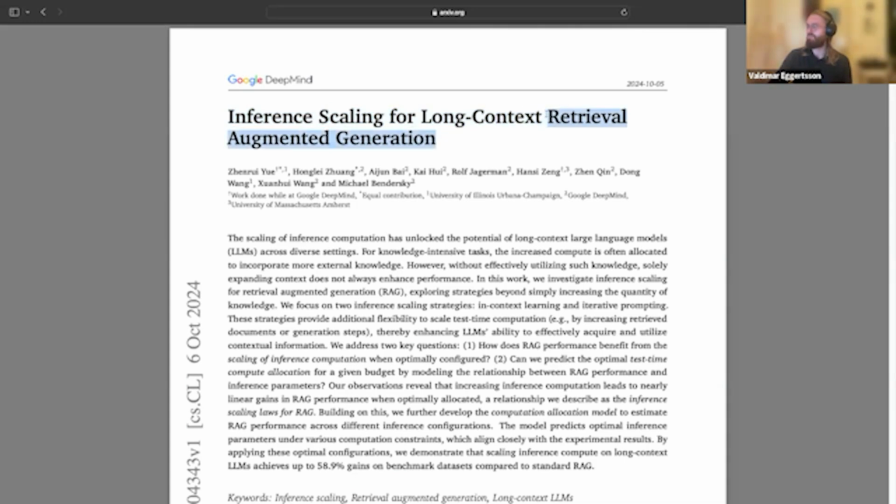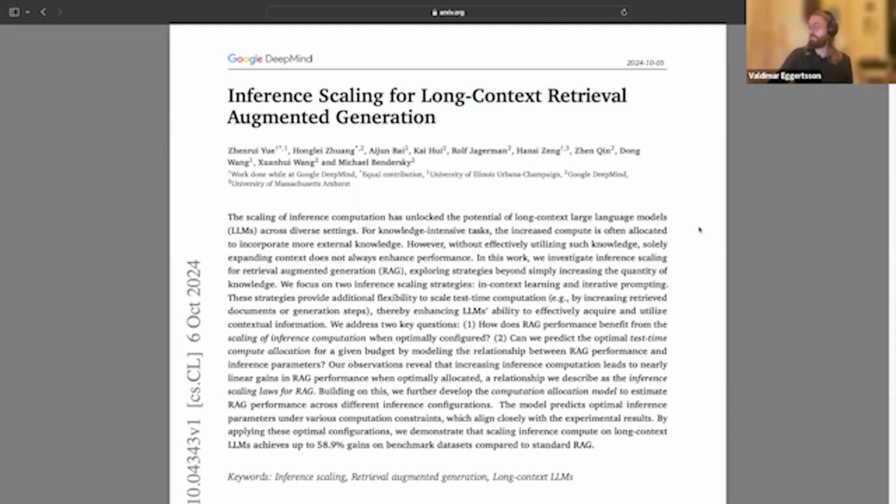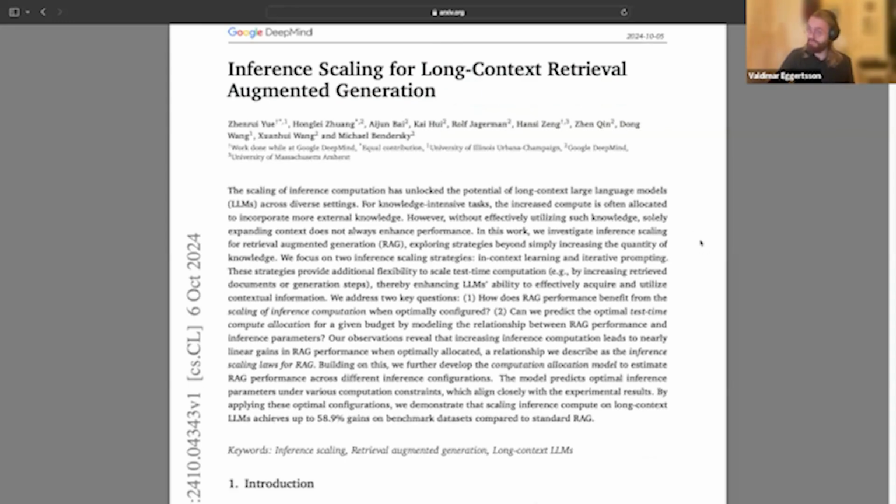I assume many of you or most of you are at least familiar with Retrieval Augmented Generation, which this paper is mostly about. It's how to use long context to scale up RAG, Retrieval Augmented Generation. I'll just go through the introduction and the related works, highlighting what I thought was most important.